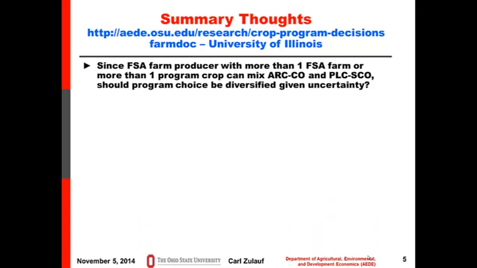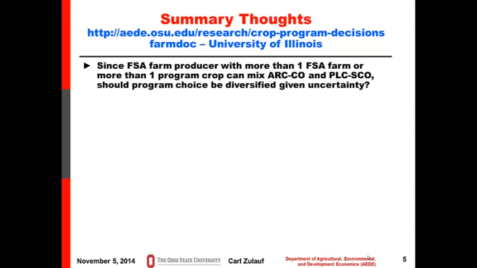I'd like to reiterate something that I said previously at this point in the summary, that an FSA farm producer with more than one FSA farm or more than one program crop can mix and match ARC-CO and PLC SCO. SCO is supplemental coverage option, and we will talk about that later. It's an insurance product that's only available for price loss coverage. But you can mix and match ARC-CO and PLC. You can mix them by crop. You can mix them across farms.